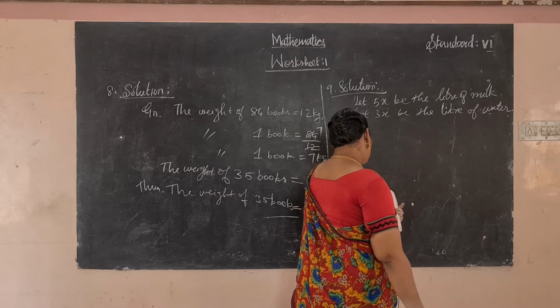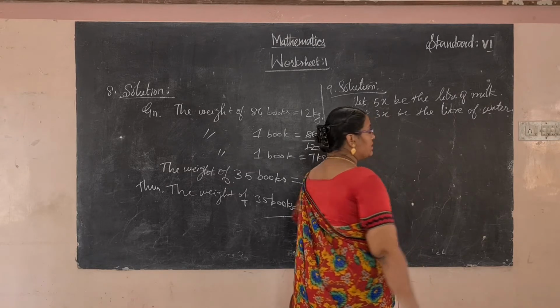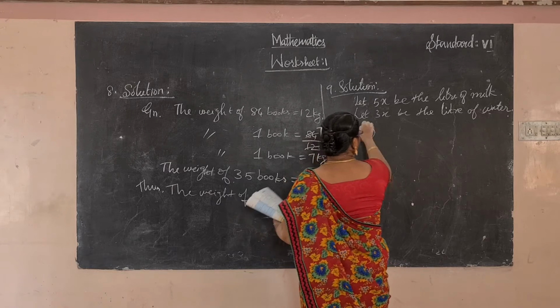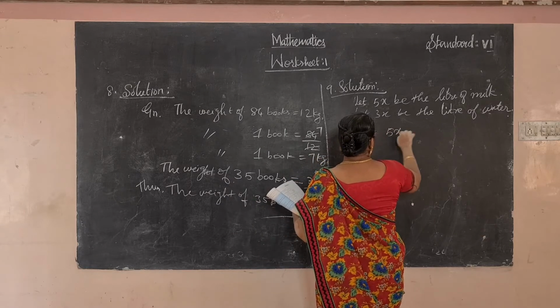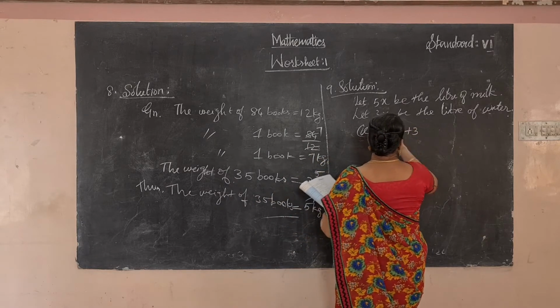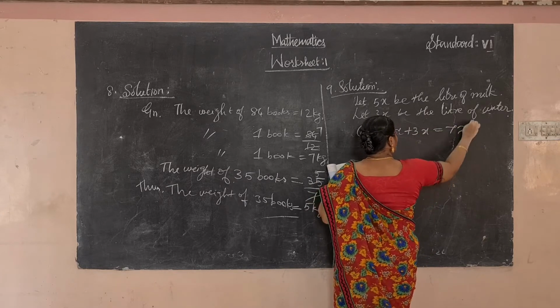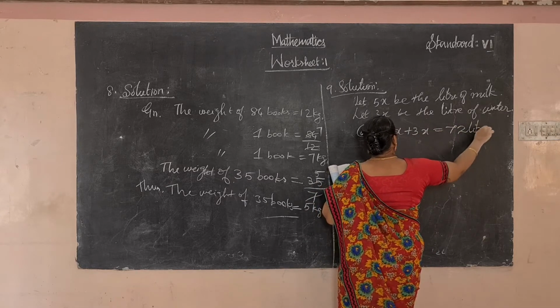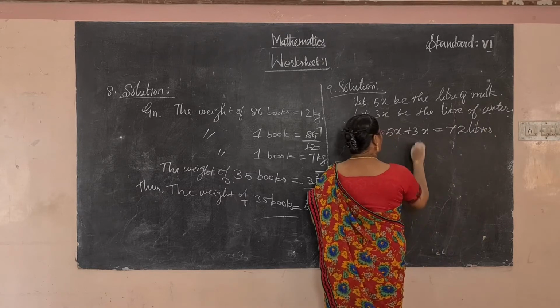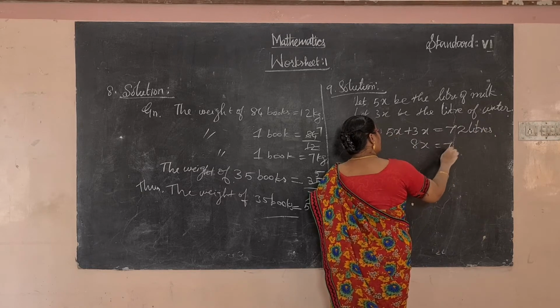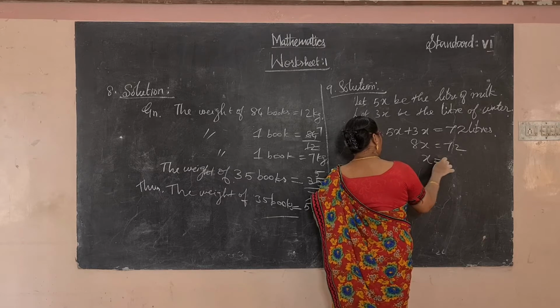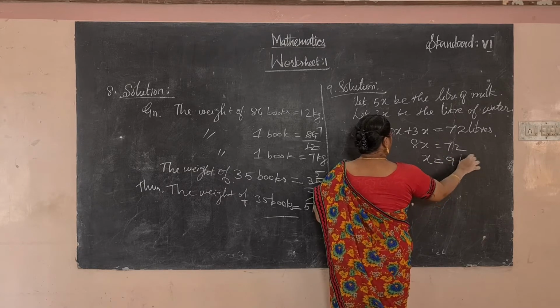So in the mixture of 72 liters is given, that is 5x. So mix it. Okay, so join. So 5x plus 3x equal to 72 liters. Okay, so 8x equal to 72. So x equal to 9 liters.